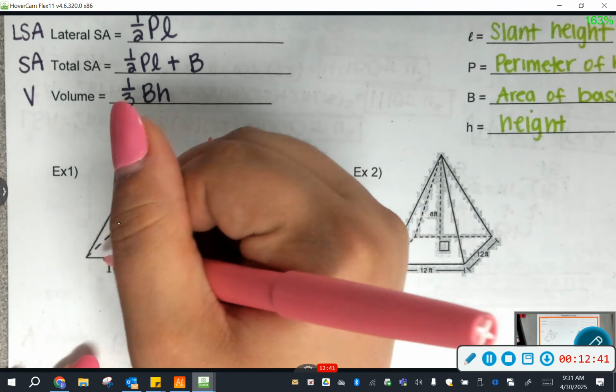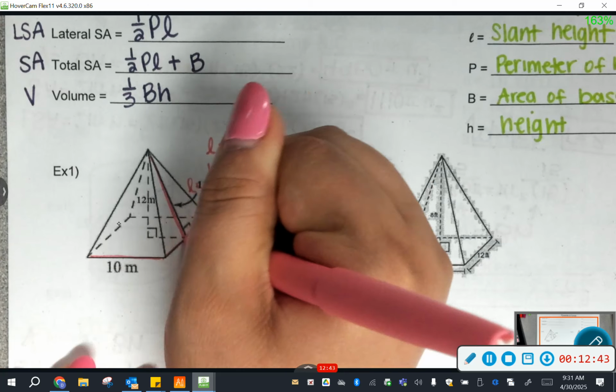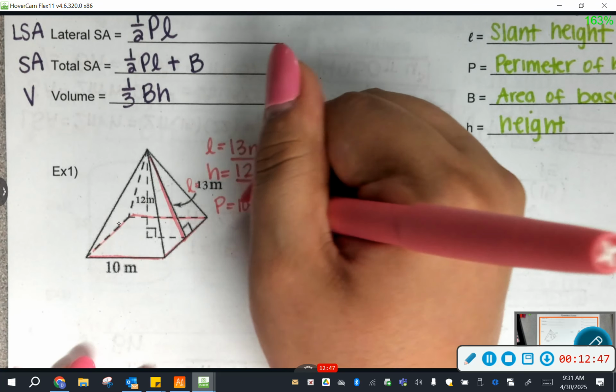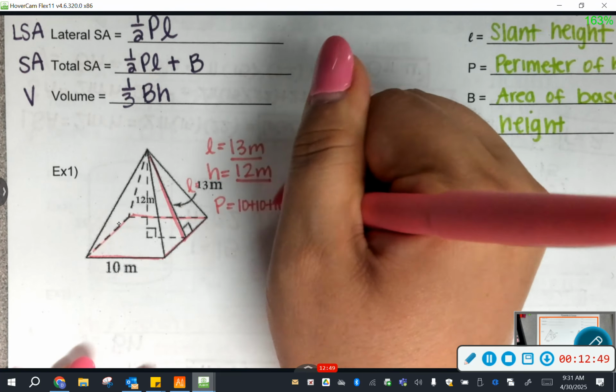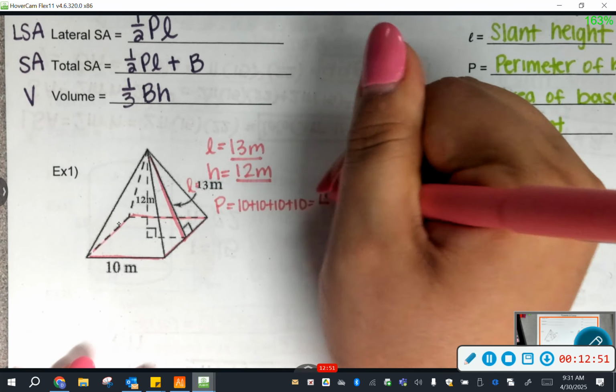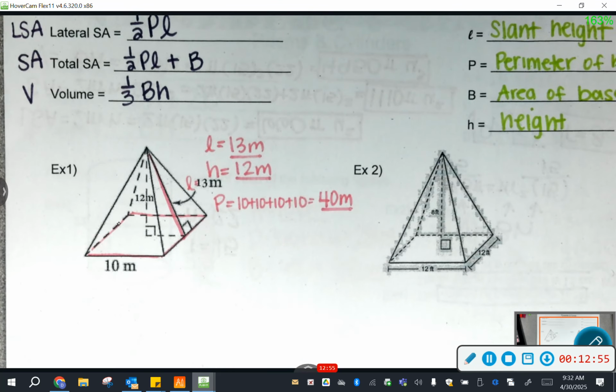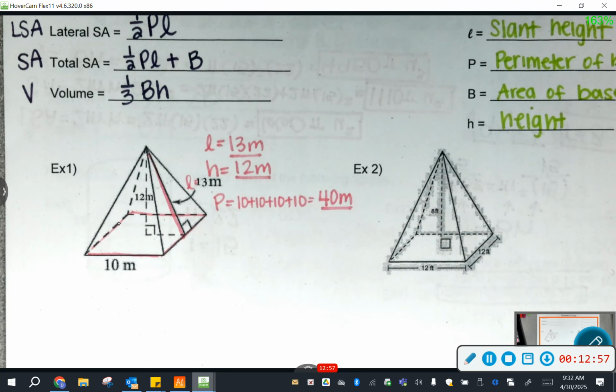So if this is a square, how do I find the perimeter of this base? Add all the sides, 10 plus 10 plus 10 plus 10. Or what could you do? 10 times 4. Either one of those, they both work. Perimeter is add all the sides.